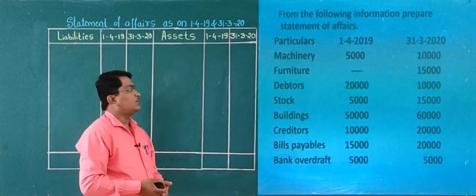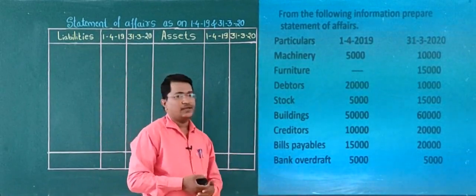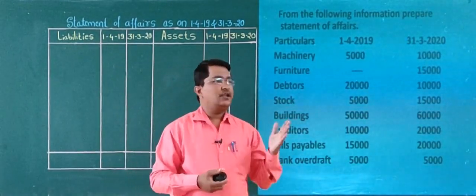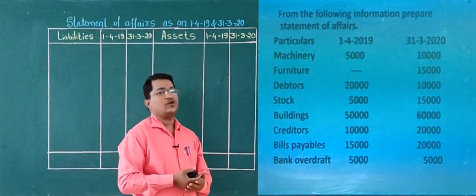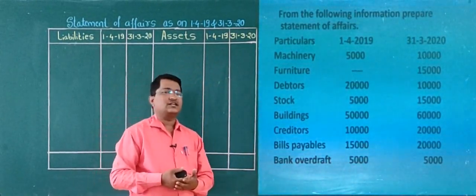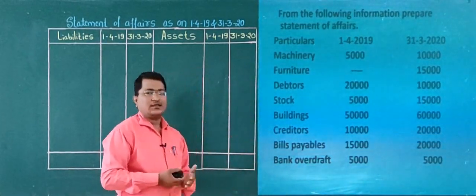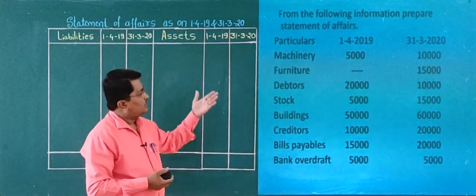From the following information, prepare statement of affairs. Three columns are given here. First one is for particulars, next one is for opening balance, that is 1/4/2019, and next one is closing balance, that is 31/3/2020. So first of all, I will read the problem clearly.